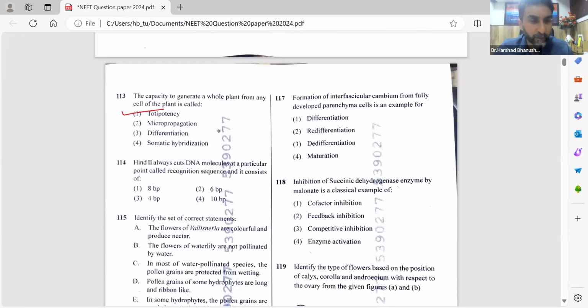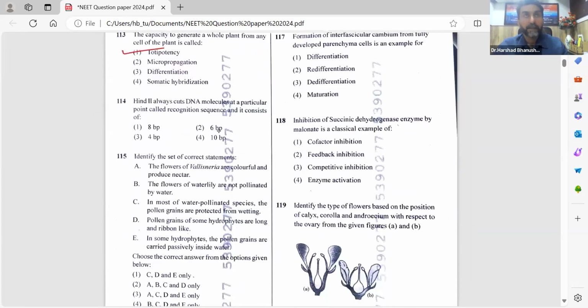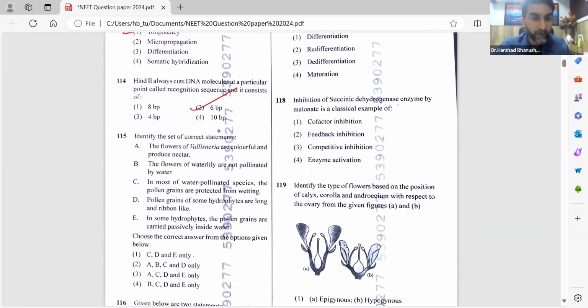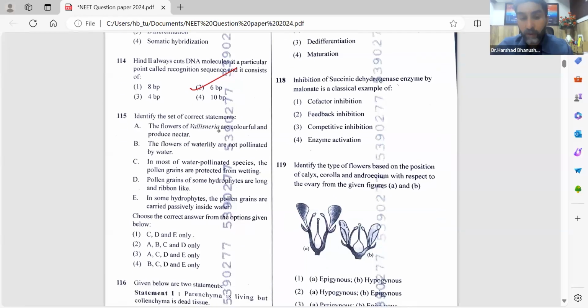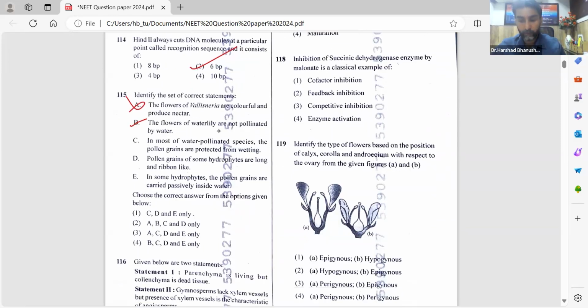Totipotency is the ability to regenerate the entire plant. The recognition sequences for all restriction enzymes would be 6 base pairs, so answer would be option 2. Vallisneria is water pollinated, so it is not nectar producing. Water lily is insect pollinated, so this is correct.